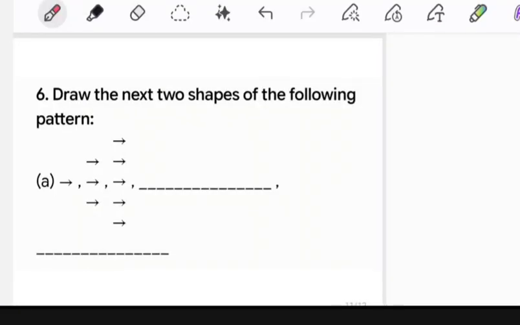So, final question. Draw the next two shapes of the following pattern. We can draw the next two shapes. And this is your practice question. You can do it as homework. Okay? So that's it. We have completed the number patterns chapter of iteration. These are the types of questions you can expect in exams, so make sure to revise them again.